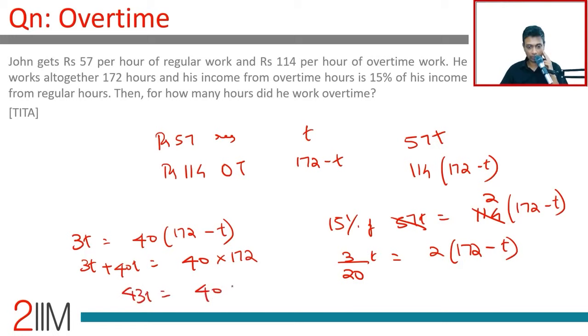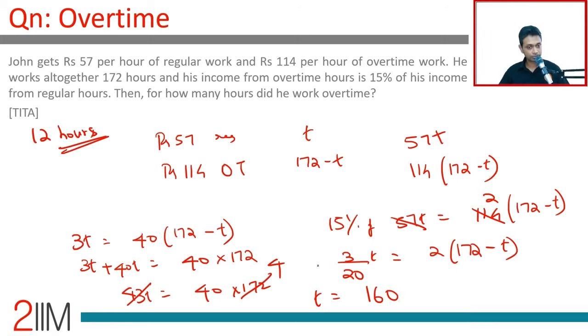43 into 2 is 86. 43 into 4 is 172. Wonderful. So this is just 4. Or t is 40 into 4, 160. Or he spends 160 hours of regular time. How many hours did he work overtime? 12 hours. 172 minus 160.